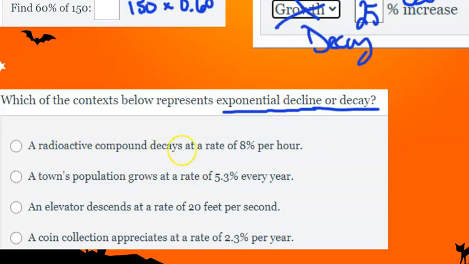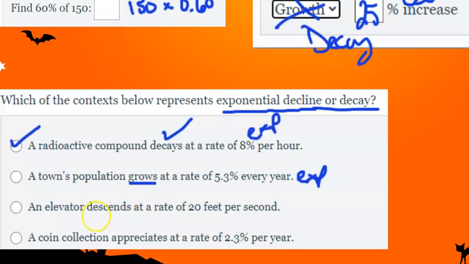Which one has an exponential decline? A radioactive compound decaying at 8%, is that exponential? 8% is definitely exponential. Any kind of percentage increase or decrease. And it did want to decline, so decay looks good. This is the first answer. This is the answer, but I'm going to explain the wrong choices. A town's population is growing 5.3. So this one is also exponential, but the problem with this one is growing.